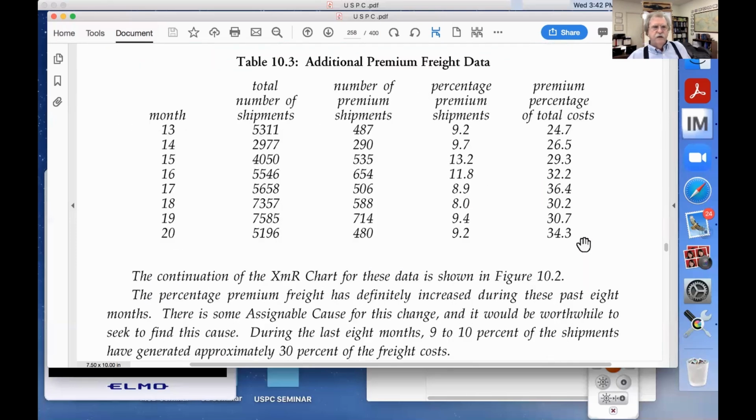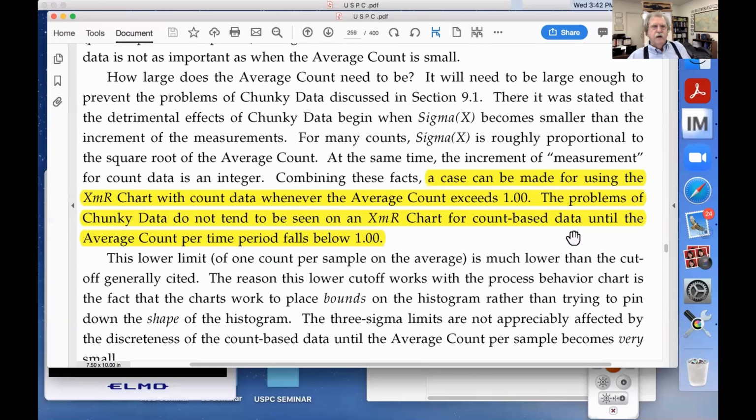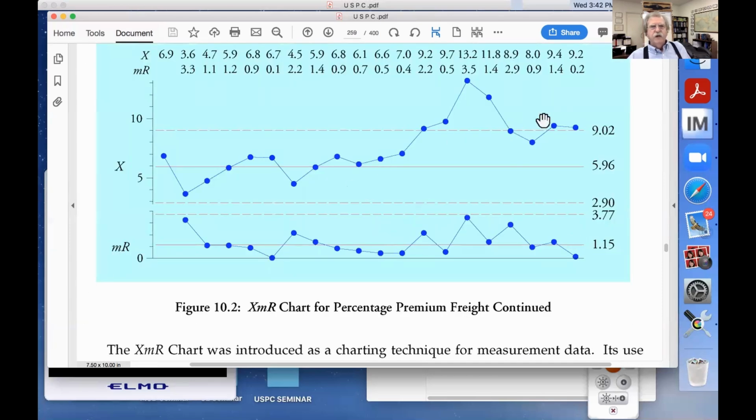On the next page, additional data is plotted. You can see there was a change in the use of premium freight.